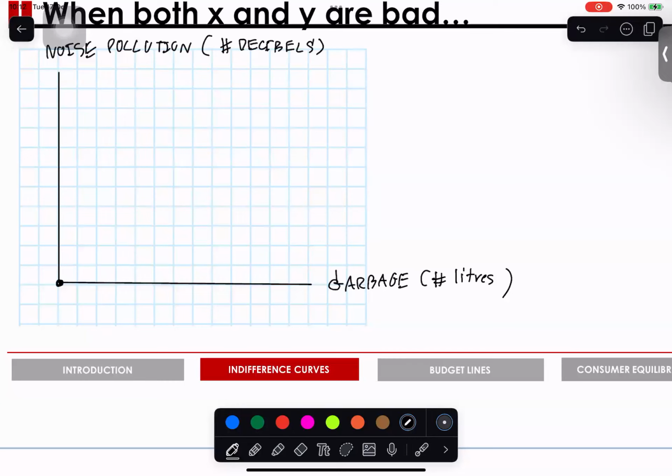Less garbage is preferred to more garbage. Less level of noise is more preferred to high level of noise. Which basket of X and Y did you prefer the most?